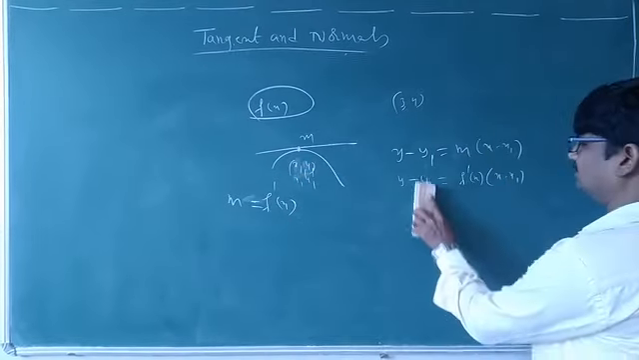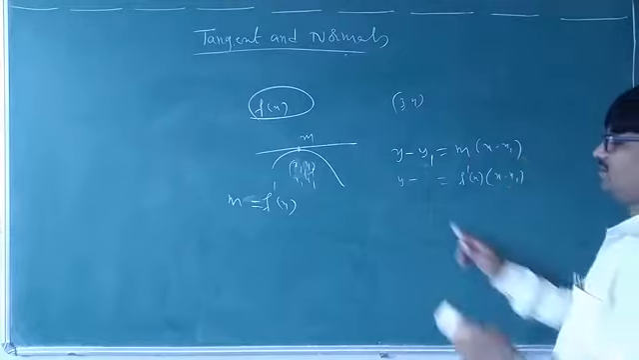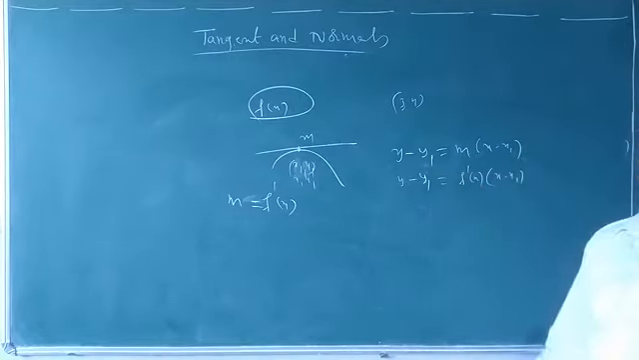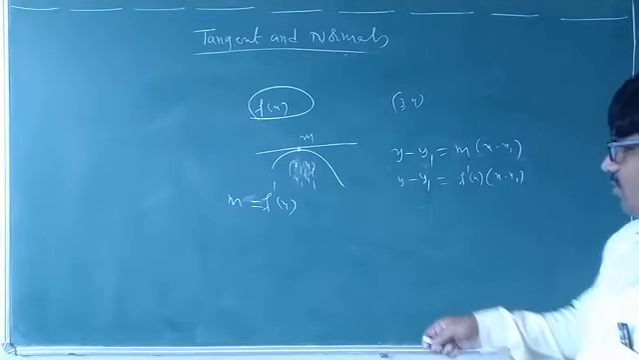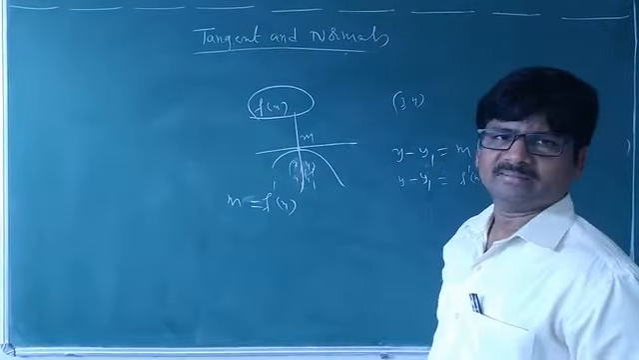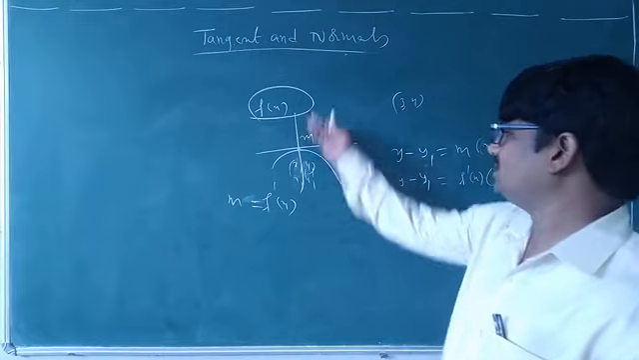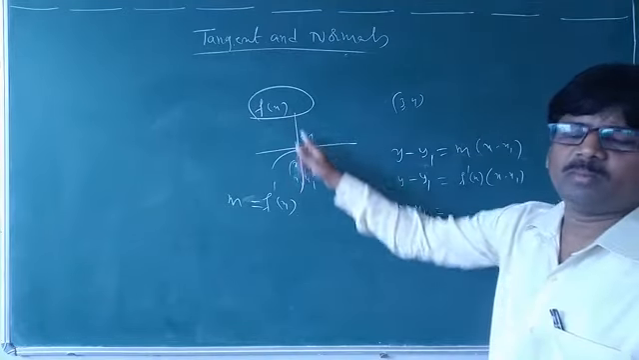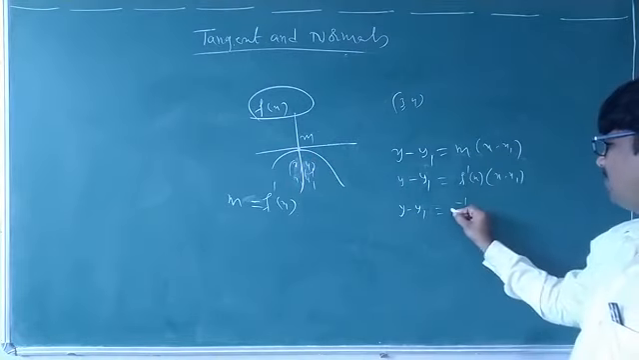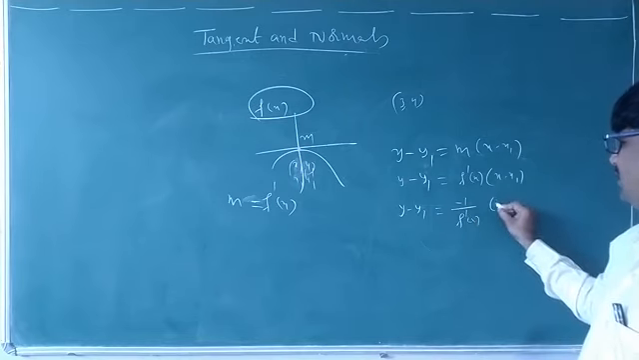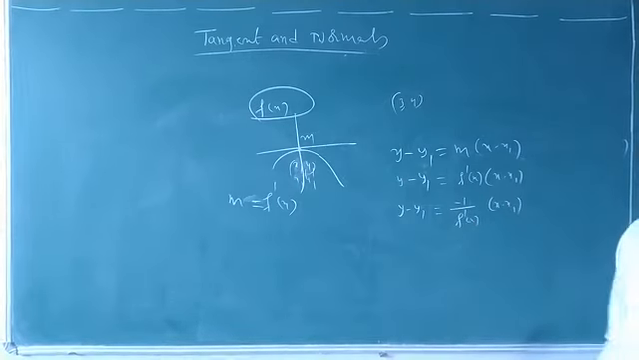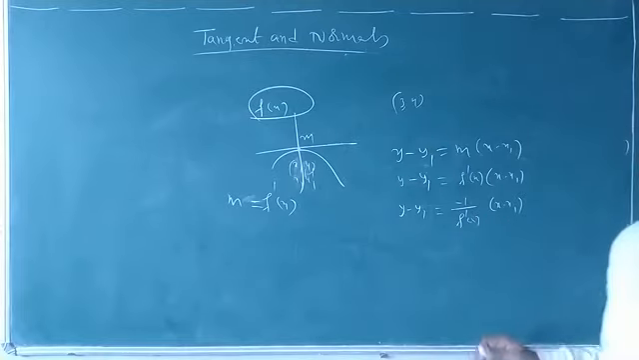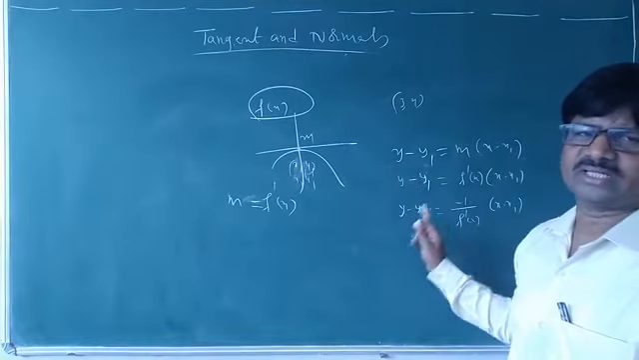Then what is the equation of the line? y minus y1 is equal to m into x minus x1, that is, y minus y1 is equal to f dash of x into x minus x1. If you want to find the normal line, you can find it easily in the same way. y minus y1 is equal to, what is the slope of the normal line? The slope of the normal line is minus 1 by f dash of x, into x minus x1. That is the equation of the tangent and the equation of the normal.